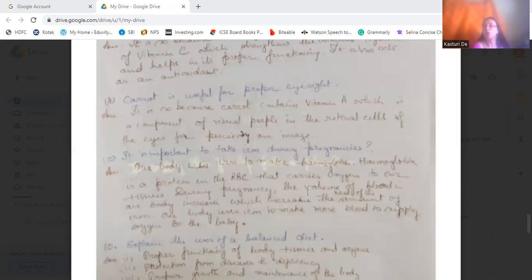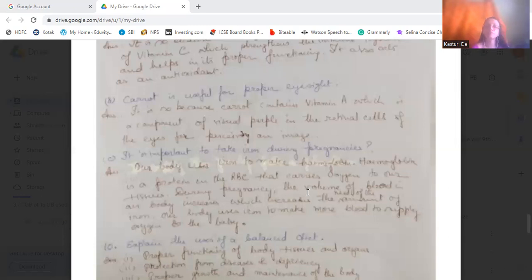Now, during pregnancy, more volume of blood is required for the mother's body as well as for the newborn fetus that is growing inside the mother's womb. So more blood supply is required, so more oxygen has to be carried to the tissues. For that reason, more hemoglobin is required, and so for that reason, more iron is required. So it's important to take iron during pregnancy.